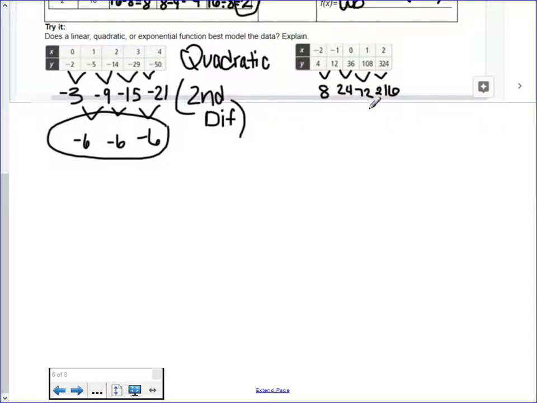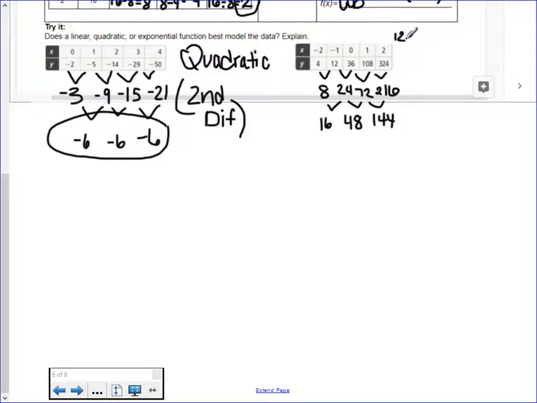We're going to check to see if it's quadratic now. We're going to do the second differences. 216 minus 72 would be 144. 72 minus 24. And 24 minus 8. 16. So we did not get the same number this time, which means it is not quadratic. So now we're going to divide our y values and see what happens.